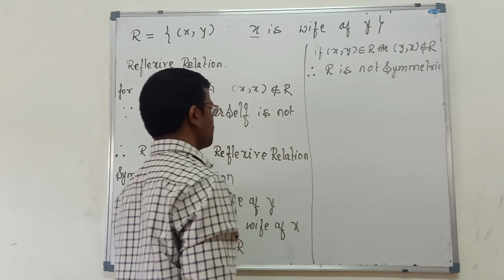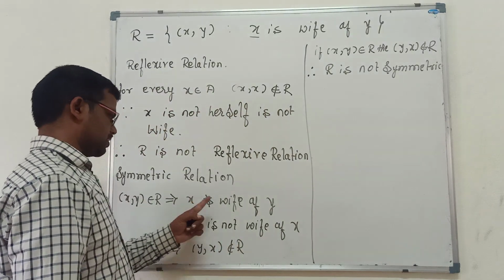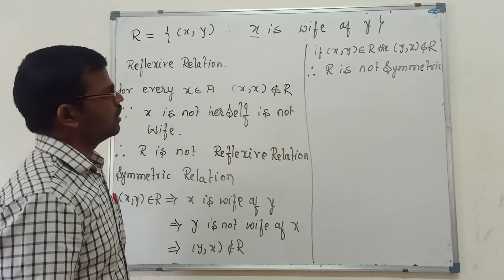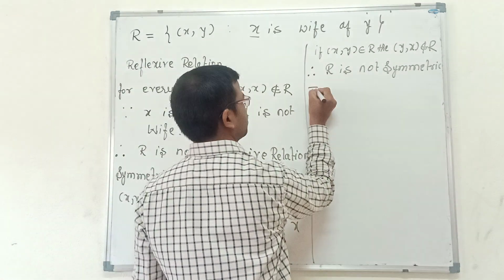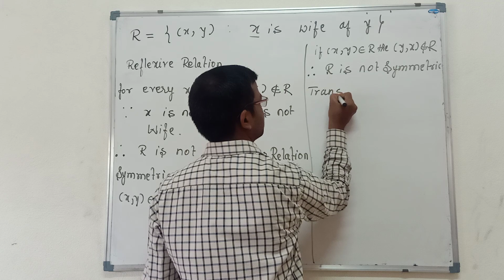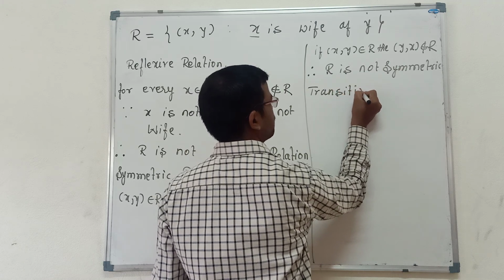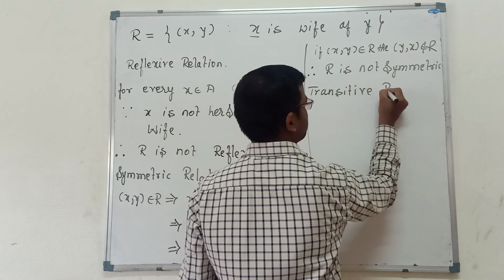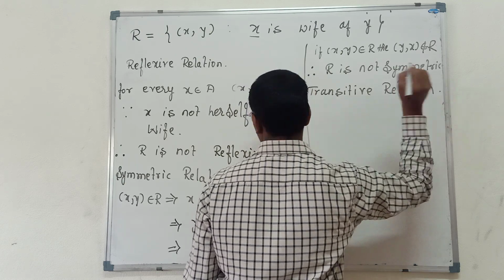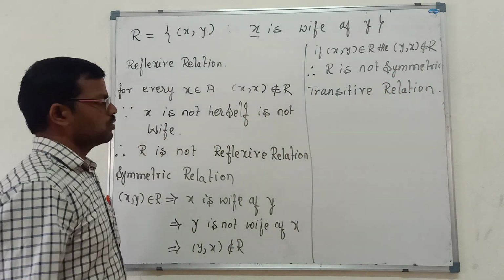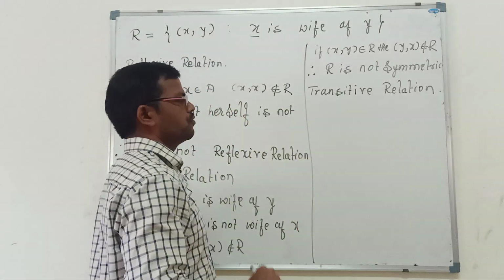The simple concept we know is that x is a wife of y. So next, what is the transitive relation? Transitive relation. So let me take two pairs we should have here.